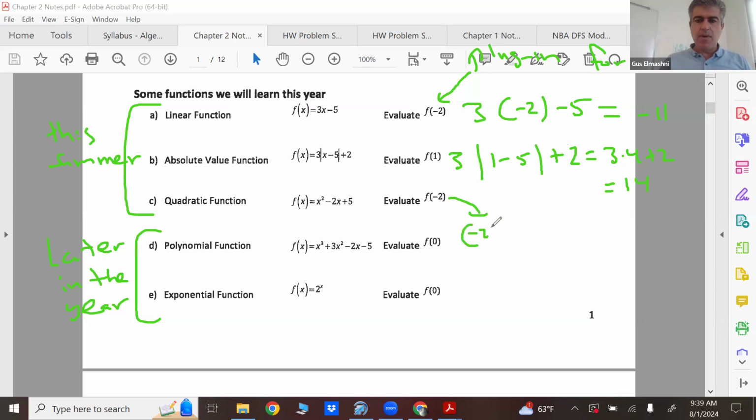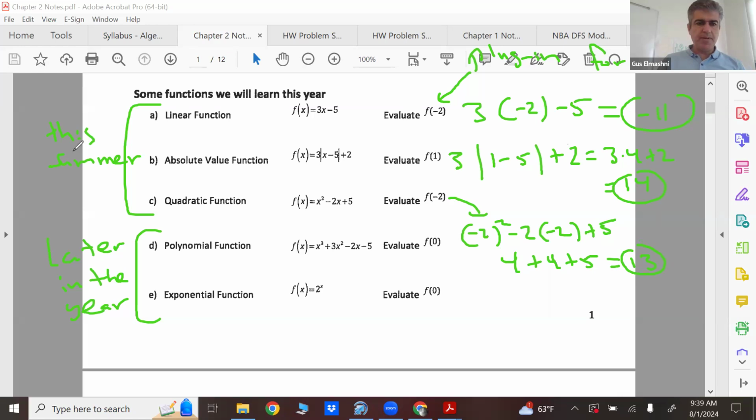That's -2 squared minus 2 times -2 plus 5. 4 plus 4, be careful with all the negatives. That's 13. All's good with that? We'll do the next two in just a sec.